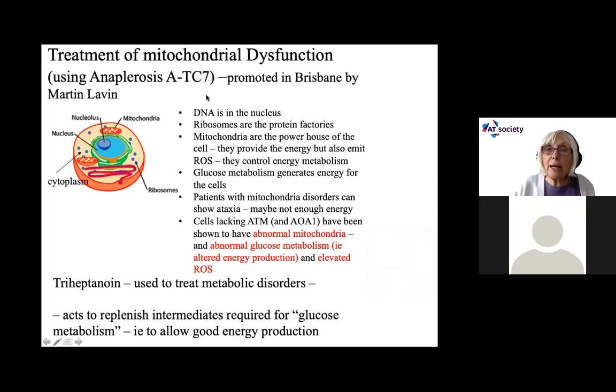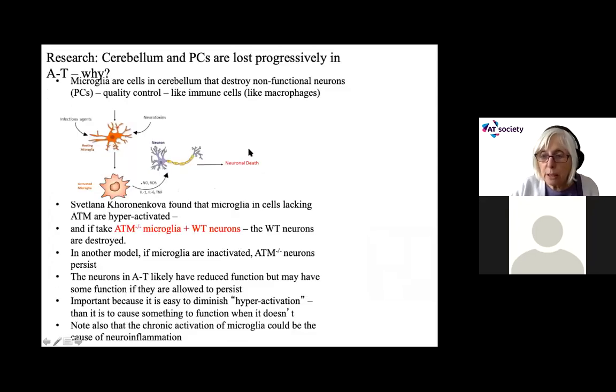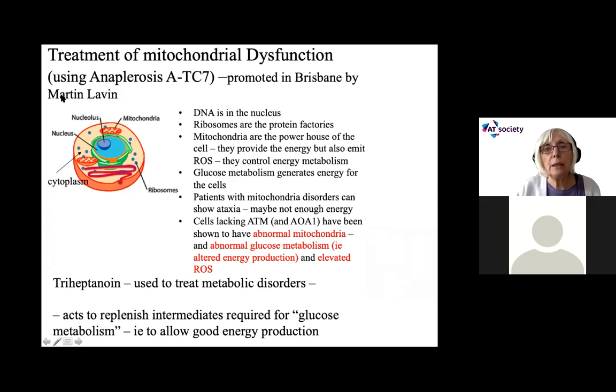And the rationale is that, and it was kind of founded by Martin Lavin, who works in Brisbane and is an excellent scientist working on AT. And he found that there was this abnormal mitochondrial function in AT. So I had to explain to you what mitochondria are.